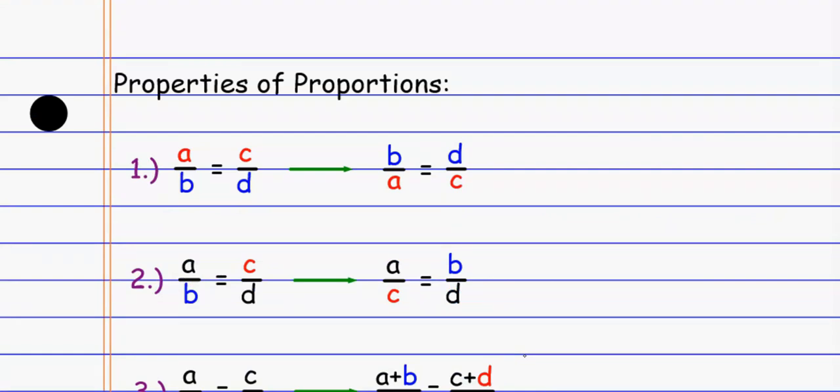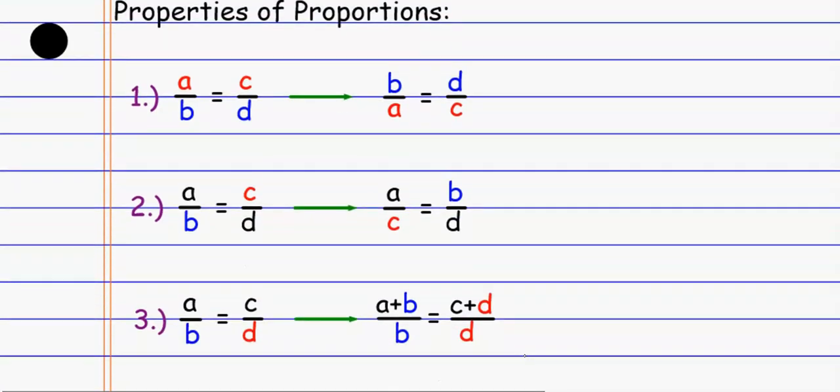Let's talk about properties of proportions. Properties of proportions are some of these things that we can do when we have proportions. There's ways that we can rewrite it. There's things that we can apply to make this a little bit easier. And we've kind of gone through some of these already, and you've probably seen some of these already.